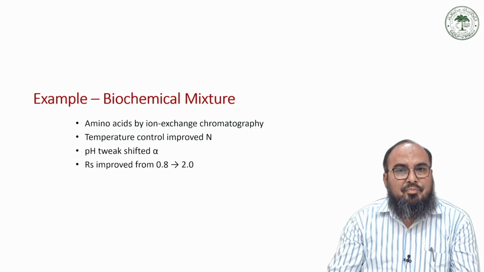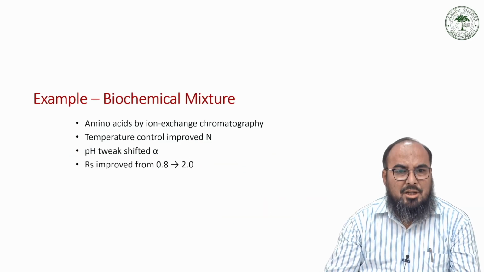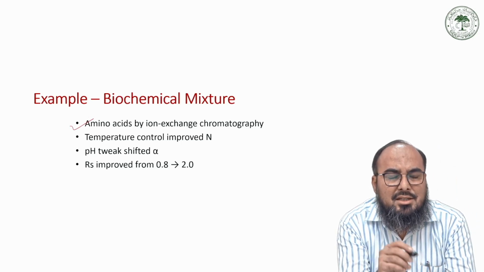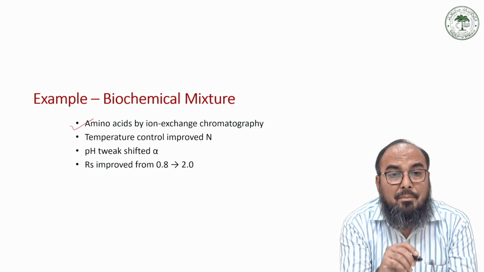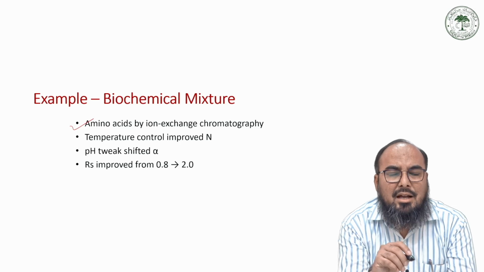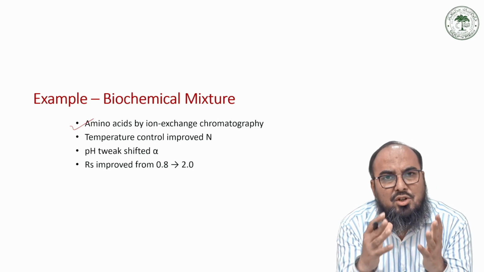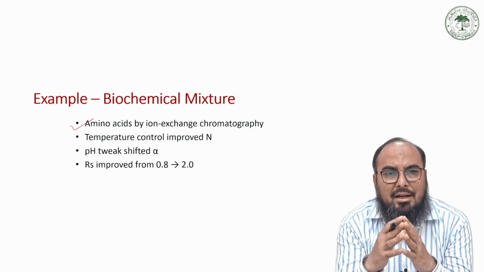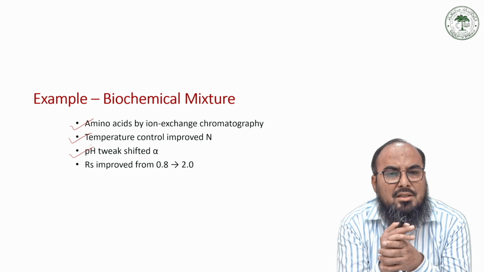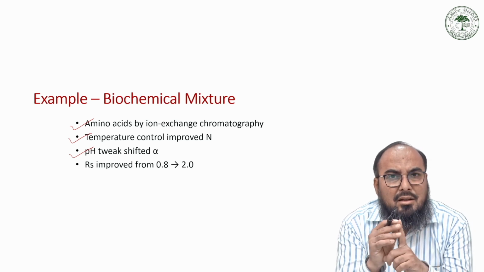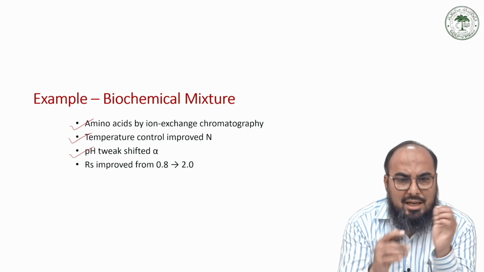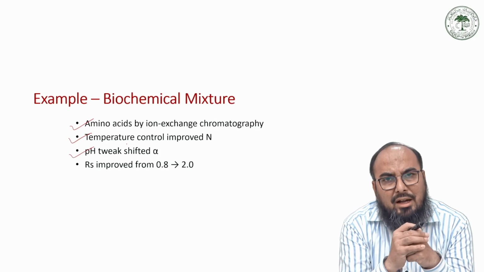Now let us move forward and see that in biochemical mixtures, for example, the separation of amino acids by X-ray chromatography. We are going to see it when we discuss HPLC. Again, the temperature actually controls N, the efficiency. And we see how increasing the temperature leads to a change in viscosity, and the viscosity becomes dominant. Similarly, slight shifts in peak, that is called a pH tweak, that is the change in the concentration of the hydronium ions or the hydroxyl ions. A slight concentration change can shift the value of alpha.